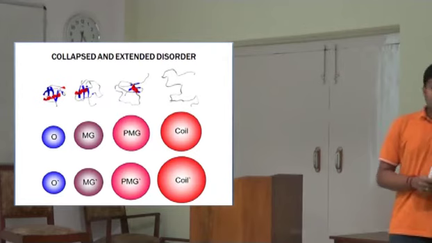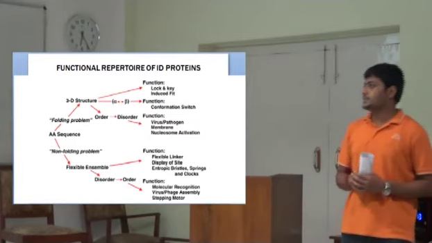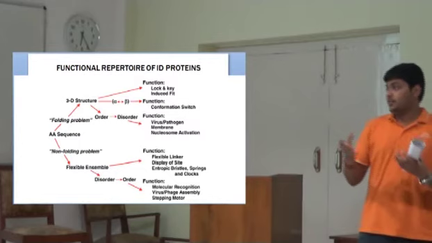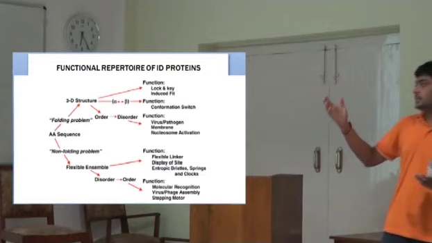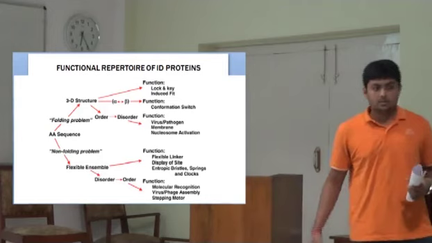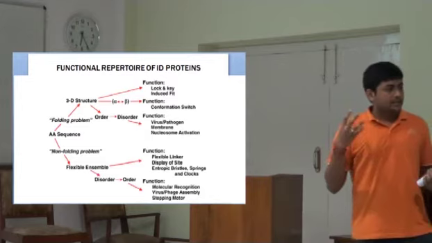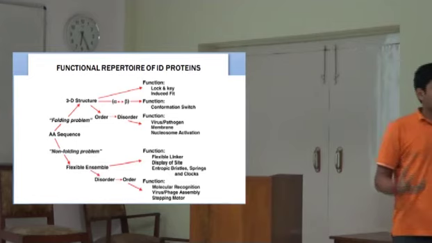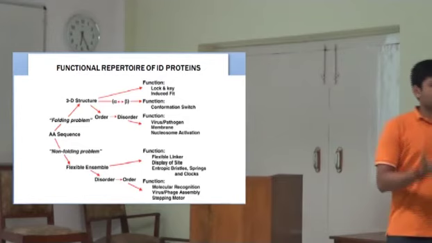So the functional repertoire of the intrinsically disordered protein can be seen here. The flexible ensemble can have very important functions as flexible linkers, display sites for protease activity, or entropic springs, bristles and clocks. I will be discussing the entropic clocks later. And in many cases, intrinsically disordered proteins have a disorder-to-order transition, where when they bind to a certain ligand or a protein, they convert to a properly folded structure. This also has very important functions in molecular recognition, virus assembly, and scaffolding.